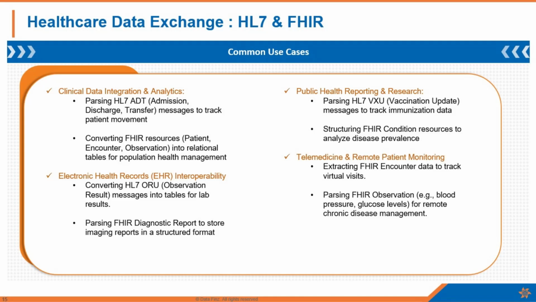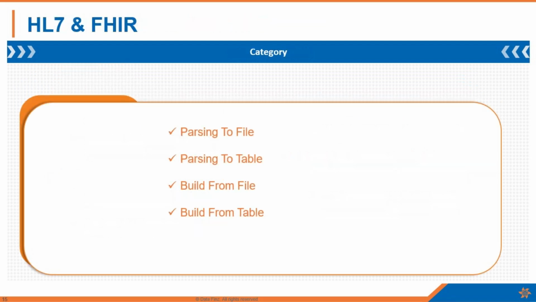Healthcare data exchange using HL7 and FHIR enables efficient data integration, interoperability, and analytics. It supports clinical data processing, electronic health records, public health reporting, and remote patient monitoring, ensuring smooth data flow across healthcare systems. HL7 and FHIR processing includes parsing data into files and tables, as well as building healthcare data format from files and tables without the need for a single line of code.